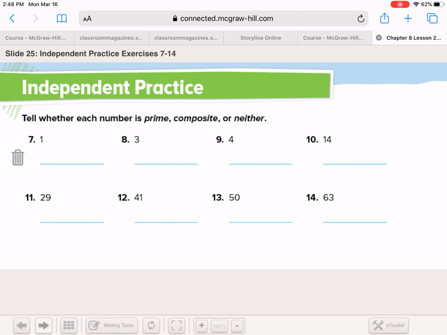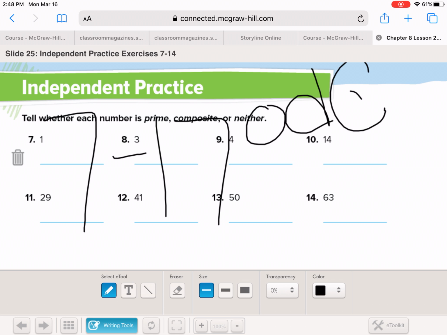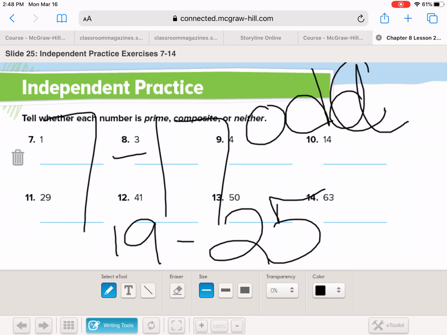All right, boys and girls, I'm going to give you your independent practice. Here's what I want you to do. You are going to do numbers 7 to 17, odd. Okay. And you're going to do 19 to 25. Okay? Everyone clear? 7 to 17 odd and 19 to 25.